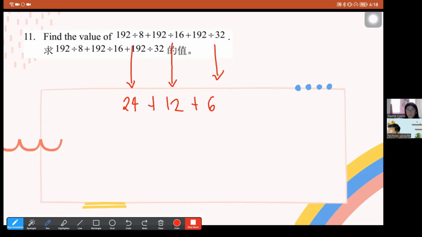As you can notice, this is 8, 16, 32. You keep on multiplying by 2. So in the answer, you keep on dividing by 2. Okay? That's how you do it. So hopefully, most of you noticed this one. I think one of your classmates noticed the solution. So the answer here is 42.